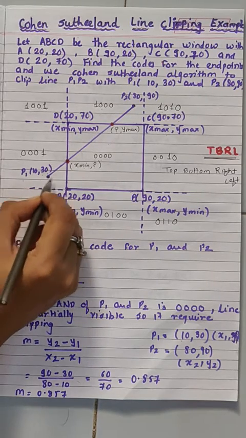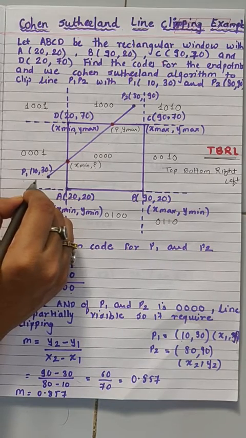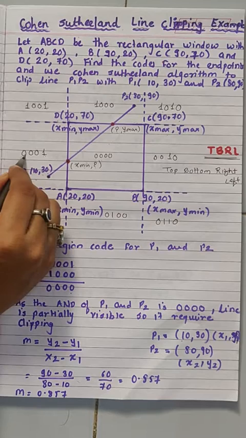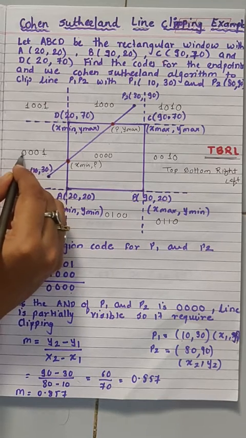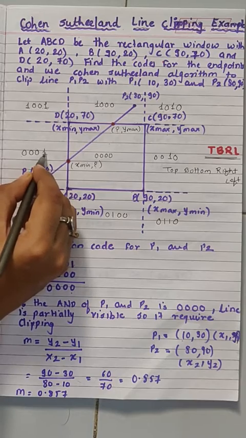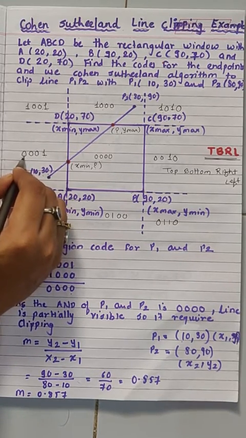This specific region is on the left hand side of the window. So the left bit will be set, and all the rest of the bits will be reset. So all the bits will be 0 other than your left bit, meaning you have to keep this left bit as 1 and all the other 3 bits as 0.